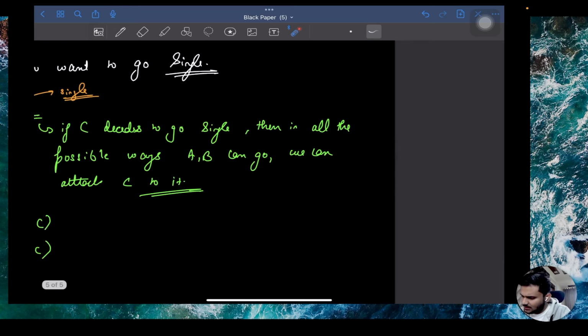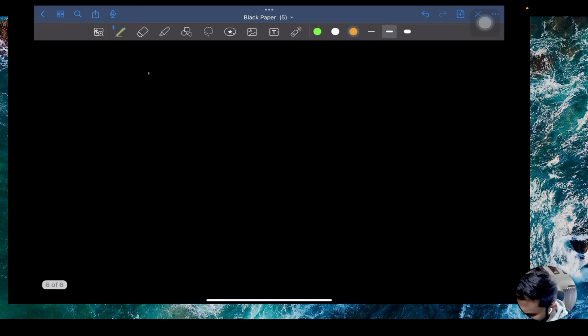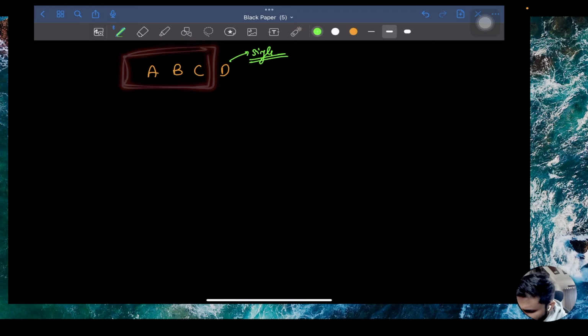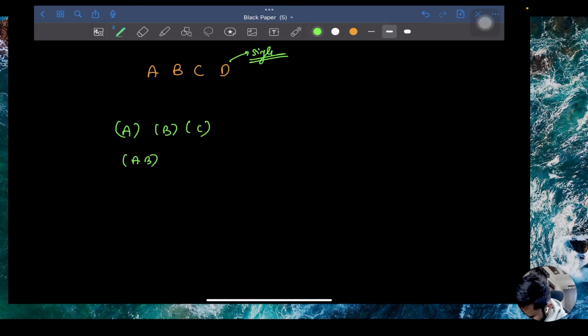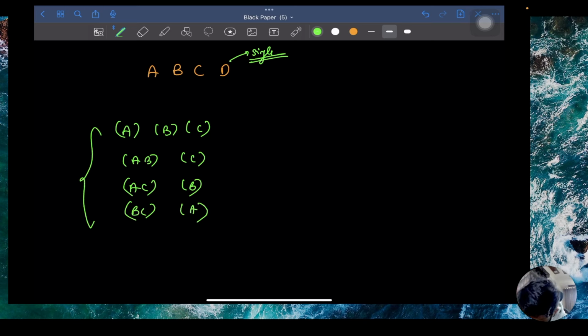Can I say that? Let's take one more example. A, B, C, D. Now let's see with respect to D that D says I want to go single. So in how many ways can A, B, C go? A, B, C can go in 4 ways. There are total 4 ways in which A, B, C can go. And because D has decided to go single, I can't do much about it. D always has to go single.